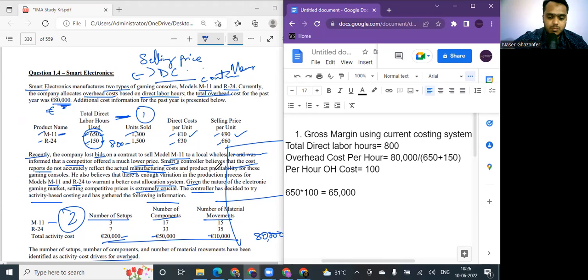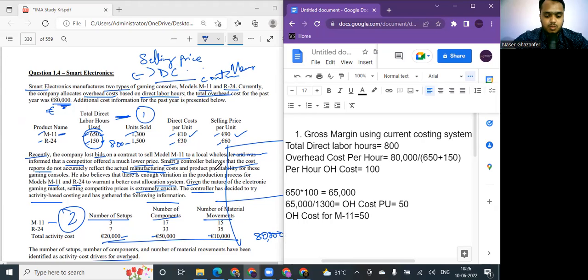So 65,000 divided by how many units are sold? 1,300 is equal to, this is my overhead cost per unit, which is 65,000 divided by 1,350. Now this is the overhead cost for M11, which is equal to 50.